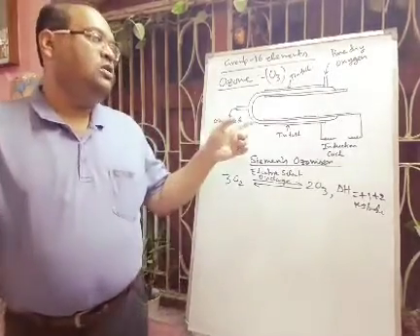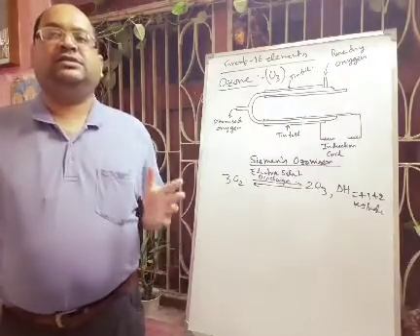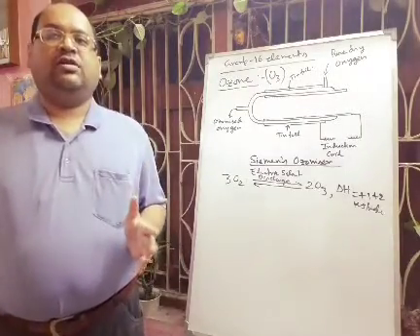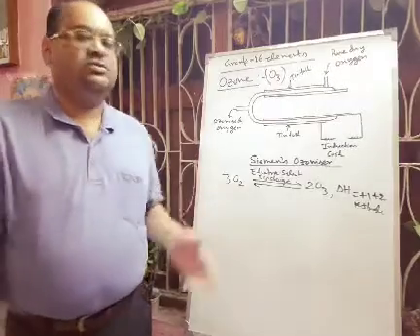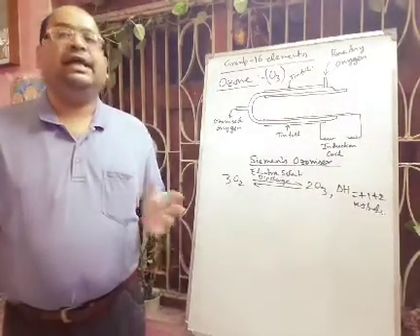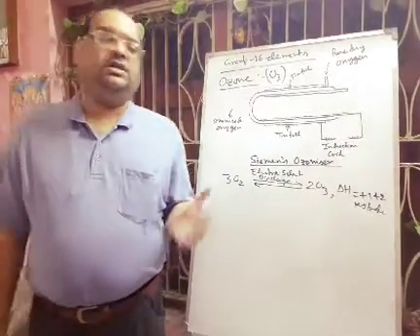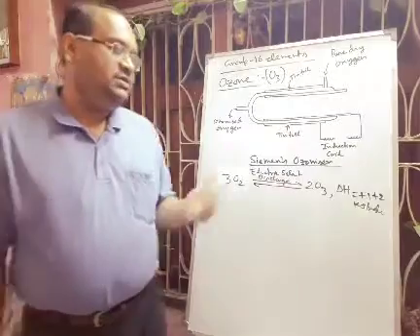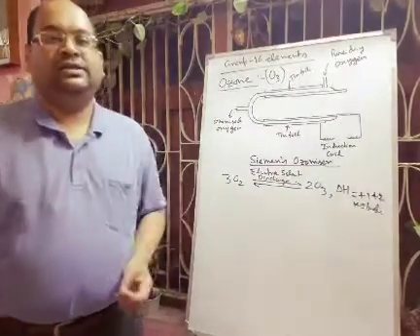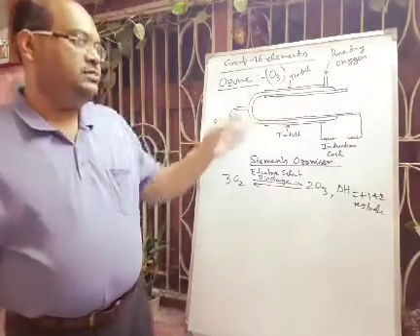Here one ozonizer diagram is there. Generally two types of ozonizers are commonly used for the production of ozone. One is the Siemens ozonizer and another is the Brodie's ozonizer. But in your syllabus only the Siemens ozonizer is there, that I will discuss. So in this Siemens ozonizer, here the diagram is drawn.